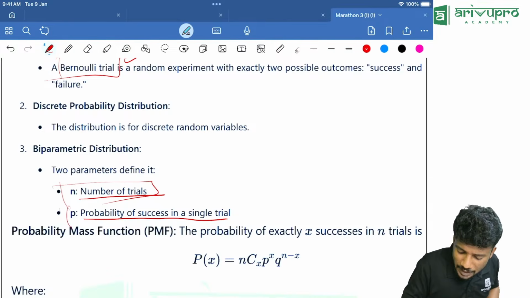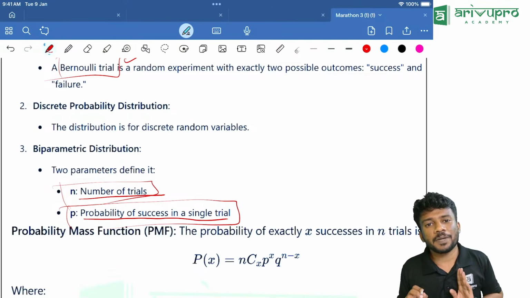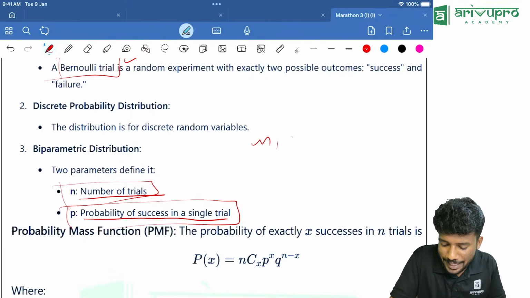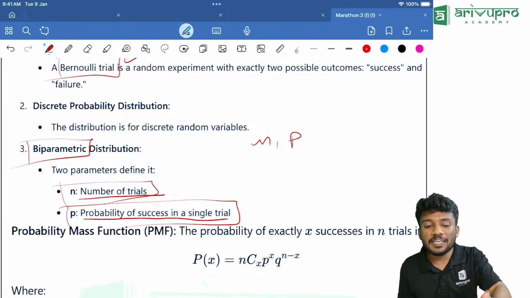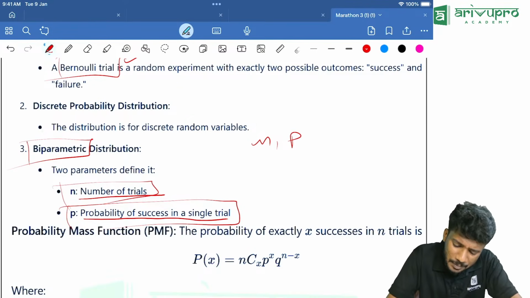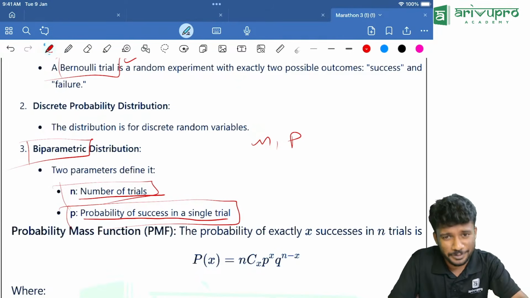Then P is what? Probability of success in a single trial. That is the second parameter, that is P. What are the parameters? N comma P. So it is biparametric. Very important. Now, what do you mean by this P? I know you know, but still I am explaining. Since it is a revision, I have time.